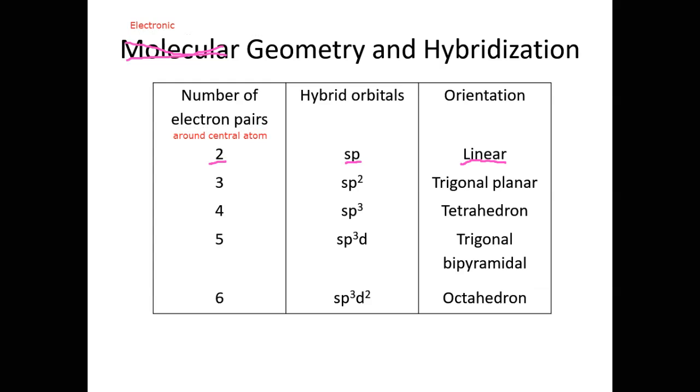So 3 electron pairs, sp2. Remember 1s and 2p adds up to 3. 4 electron pairs, sp3, tetrahedral. 5 electron pairs, sp3d, if it's trigonal bipyramidal. 6 electron pairs, sp3d2, octahedral. And so remember, for row 2 elements, you can't go beyond sp3.